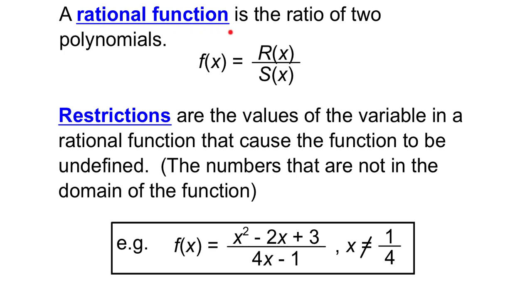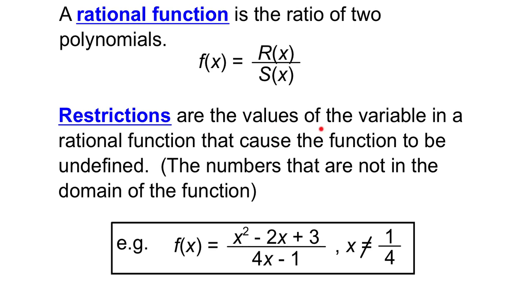A rational function is the ratio of two polynomials. So for example, I can write it like this. f of x is equal to r of x divided by s of x. It's the ratio between these two functions. Because I can write it as a fraction, this is a rational function.